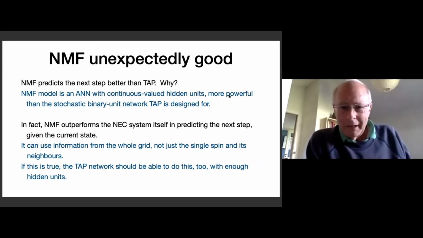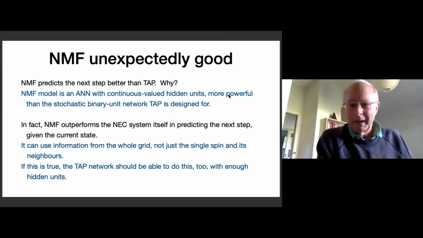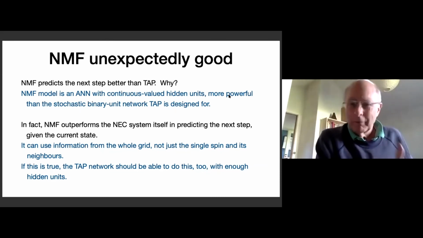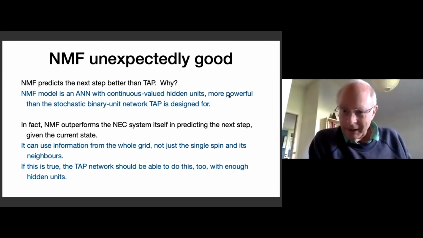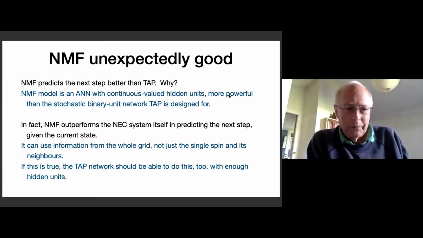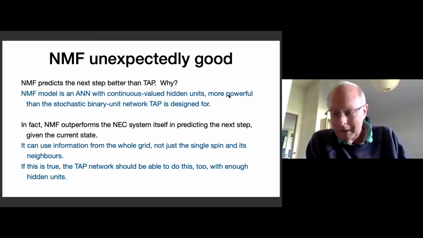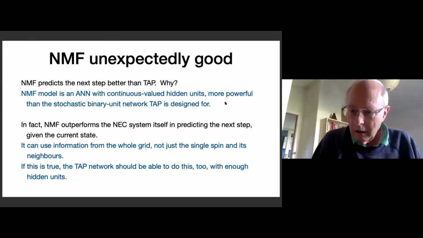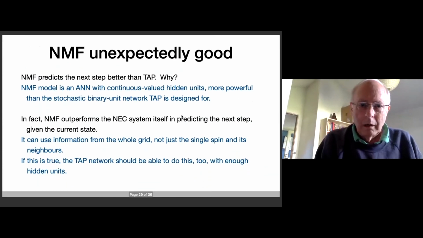And I'm not sure I really understand that, but I think it may come from the fact that the network can get information from the whole grid, and that's more informative about the next step statistically than just knowing the neighborhood, which is what the NEC model itself was. If this is true, then if I take a big enough TAP network, it should also do better than the original model in this paradoxical way. Okay.